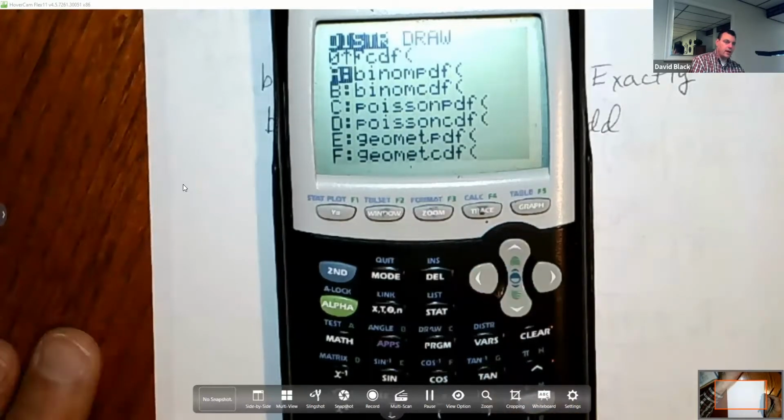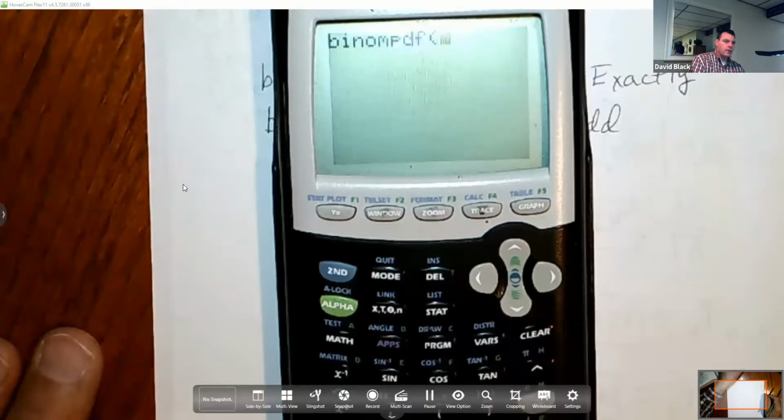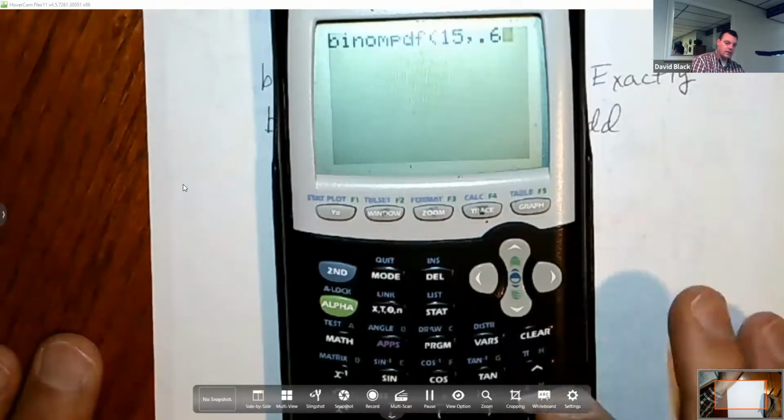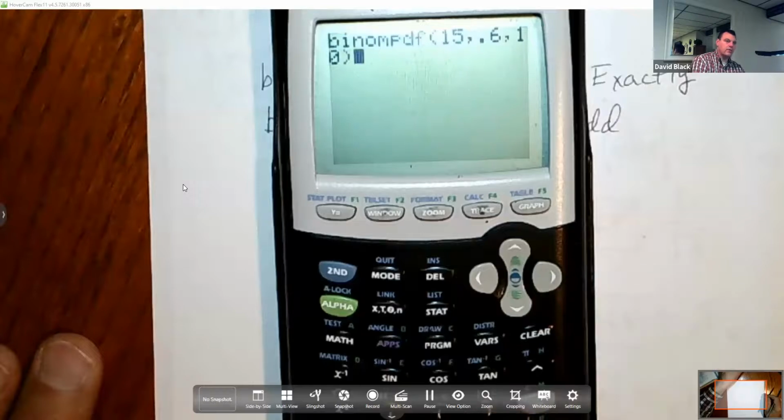So it's the letter A on my calculator, probably is on yours as well. And we had 15 in our sample, so that's our N, comma. P is the probability of success on any trial, which this problem says 60% of women believe that the driving age should be raised. So that's next, comma, and then the number that you're looking for. We're looking for the probability of exactly 10. That's your X, 10 successes. Class, how about 0.1859?